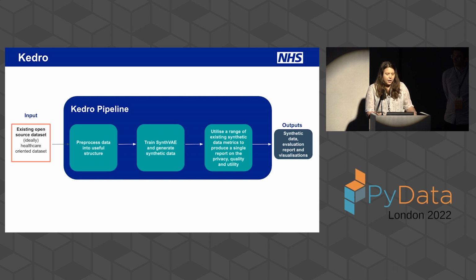So Matt talked through how we got the data. We've now synthesized the data. We've now checked our data. And now it's all about joining it up. So how do we join it all together?